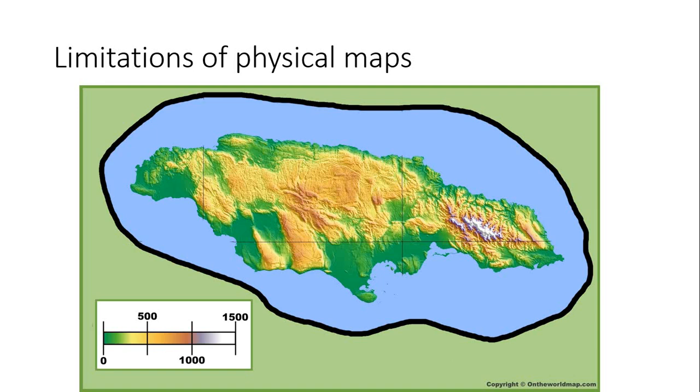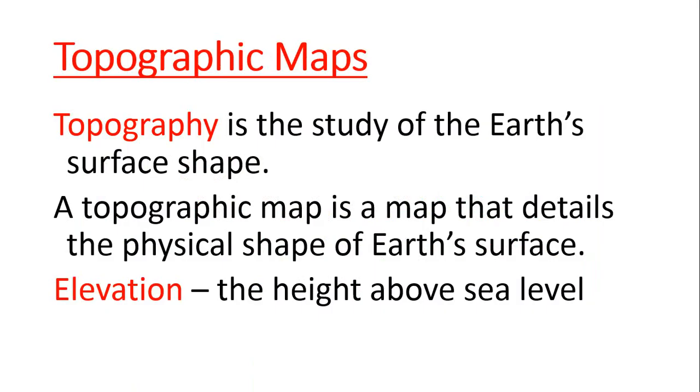One of the disadvantages of using a map like this is that it doesn't give us a very exact measurement. It only gives us a rough idea of where the mountains are. It doesn't tell us anything about an actual measurement. All it gives us is a range. So to summarize this, the disadvantage of a typical physical map is that it's not very exact. It only gives us a range of elevations.